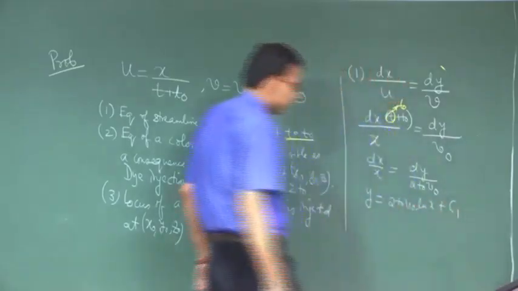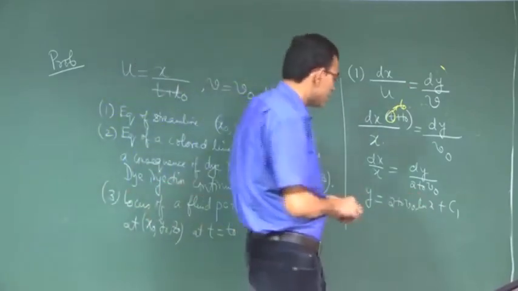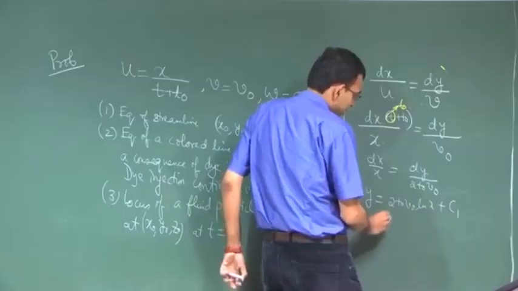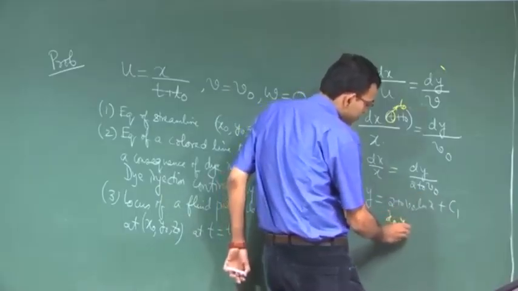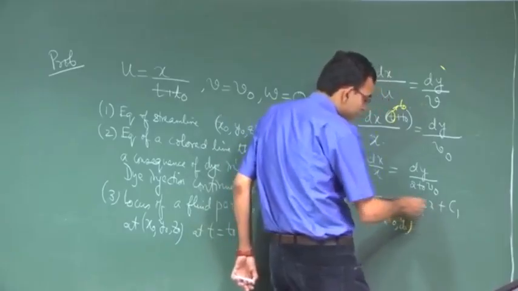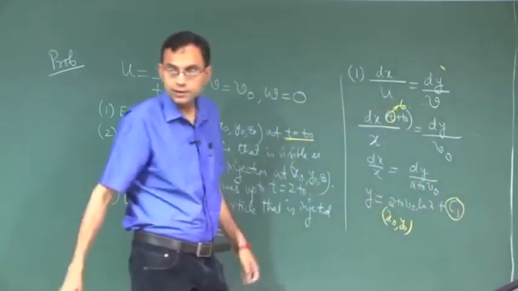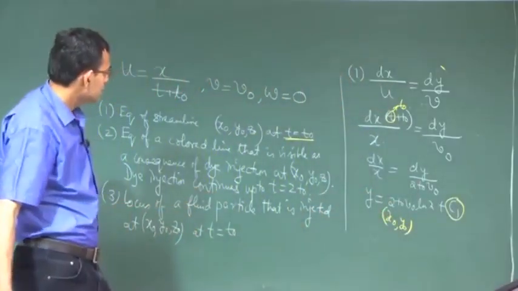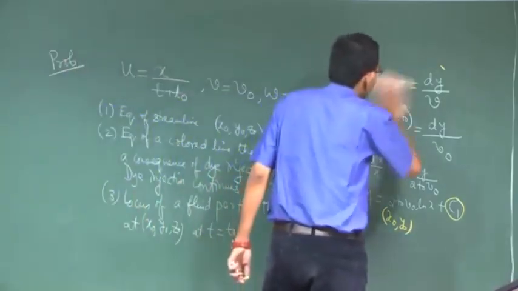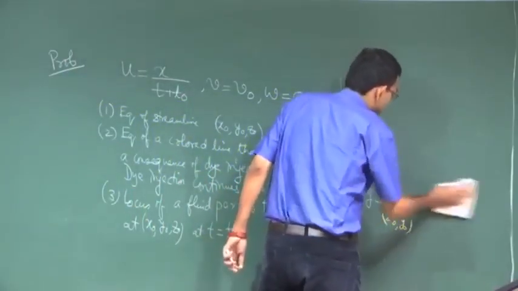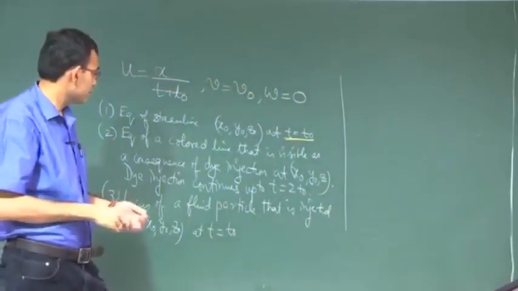How do you evaluate this constant? You evaluate it by noting that this streamline passes through x0, y0, so you put x equal to x0 and y equal to y0, and that gives you the value of the constant. Straightforward enough. Let me erase this, because I do not want to erase the problem definition, so I will use this part of the board to work out the solution.